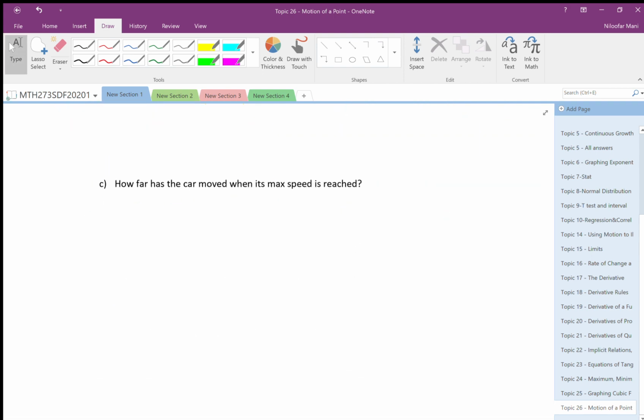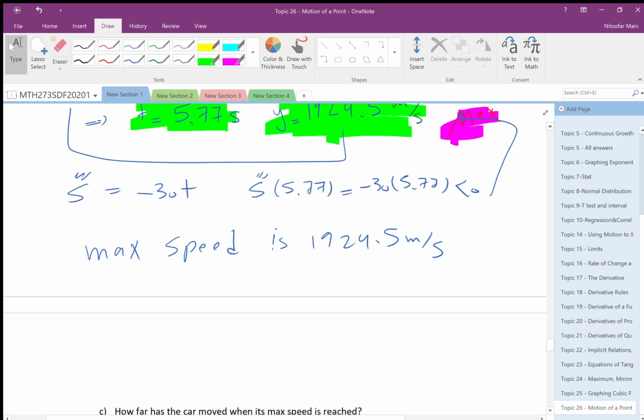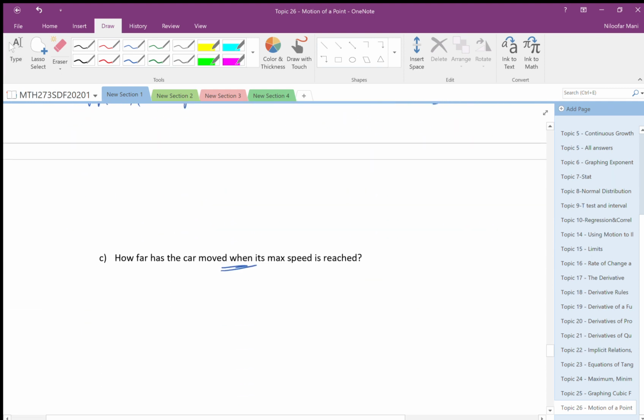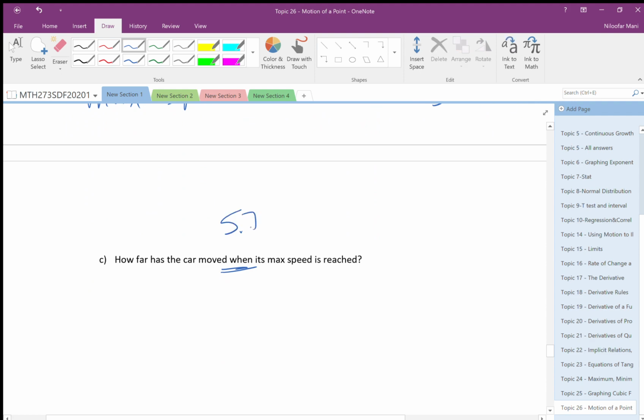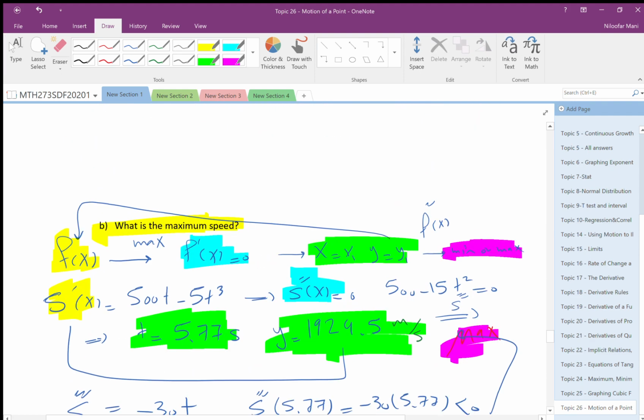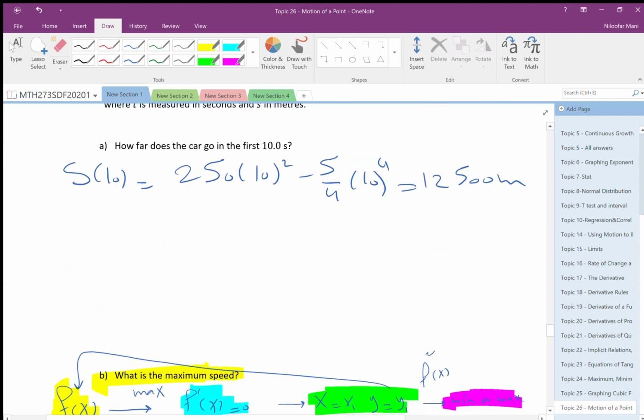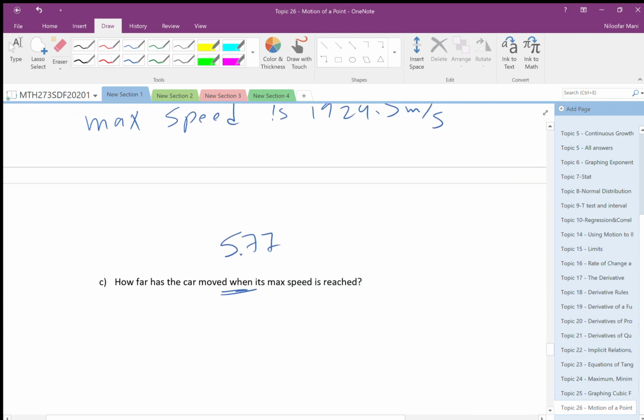How far has the car moved when its maximum speed is reached? So you have to say, see, it says when. So what was the time? Okay, maximum speed was 577. So it means I have to find S at 577. So S at 577 is the answer.